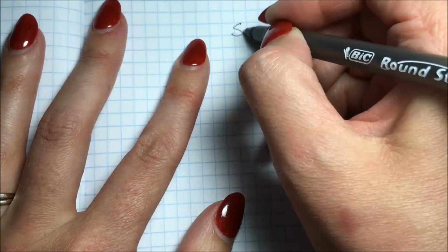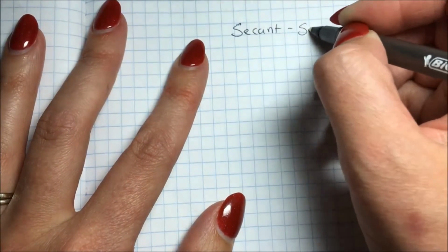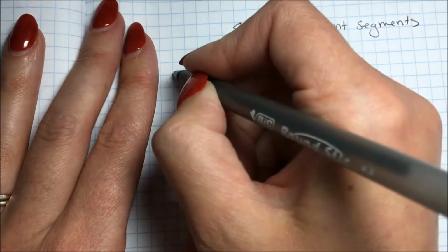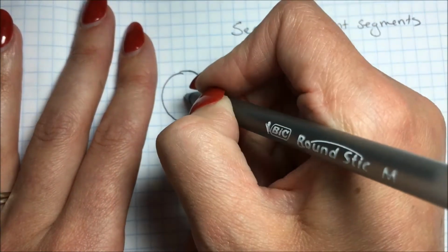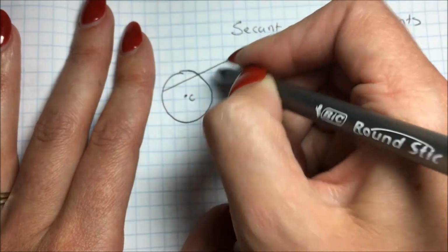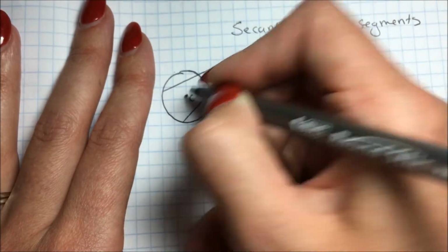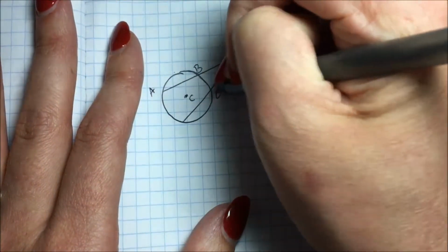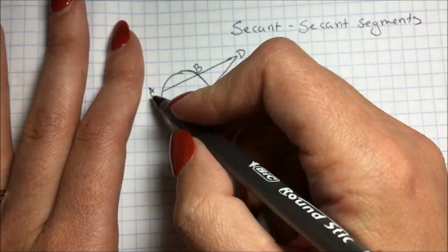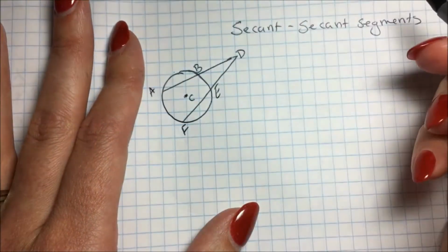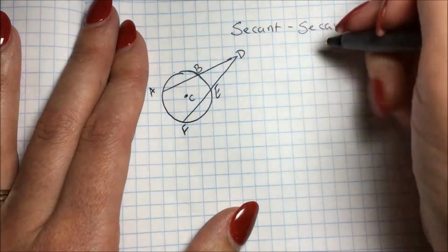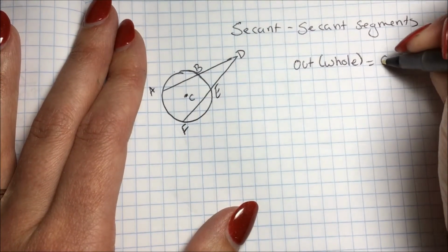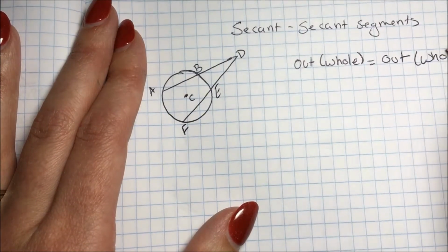Let's talk about secant segments. So remember, a secant is a line that touches the circle in two places. So let's say I have circle C. And I have secants ABD and FED. And what the relationship here is, what the rule is, is that the outside times the whole equals the outside times the whole.